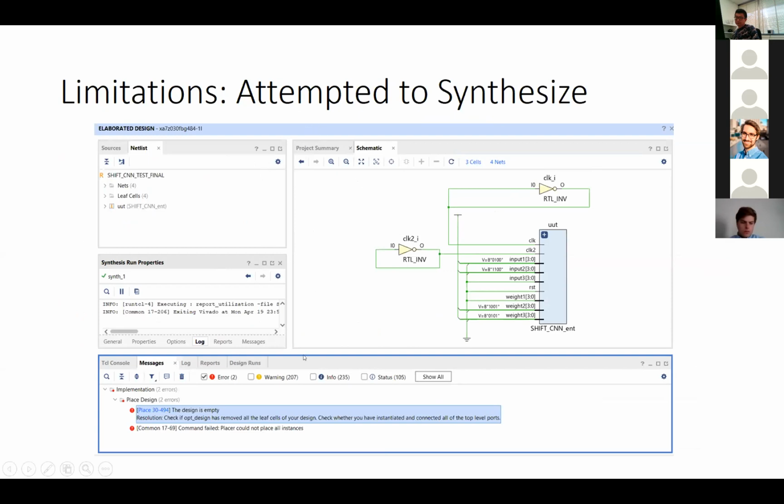We did click and run the button, and this is the warning or the error that we got when we were trying to do that. It says we need to check whether we've instantiated and connected all of our top level ports. I think if we go back to the original tutorial that was provided to us at the start of the course and went through that a little more closely and looked up this error, that probably would point us in the right direction to getting this synthesized.